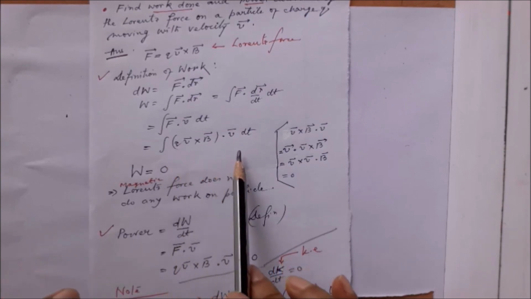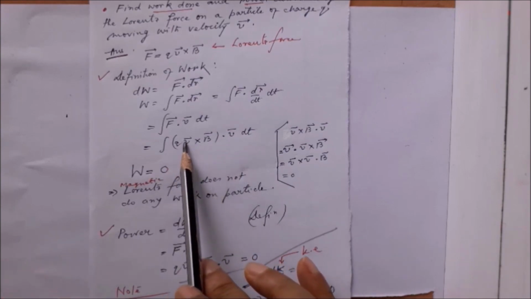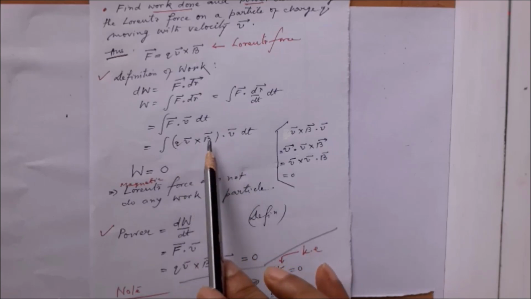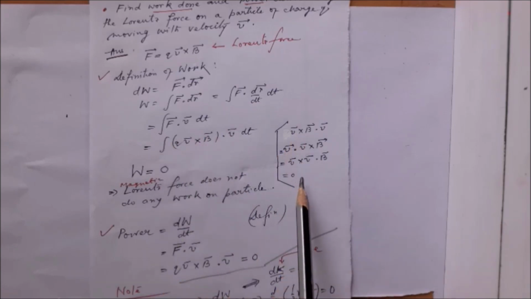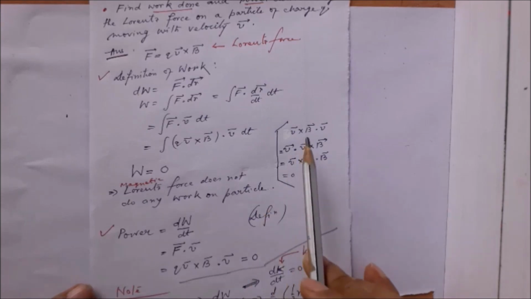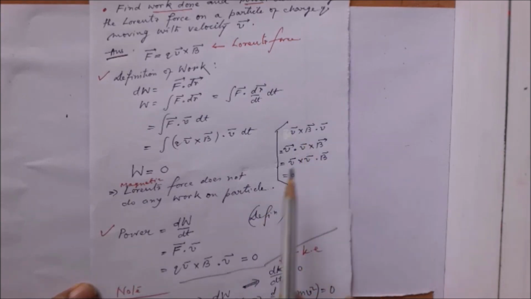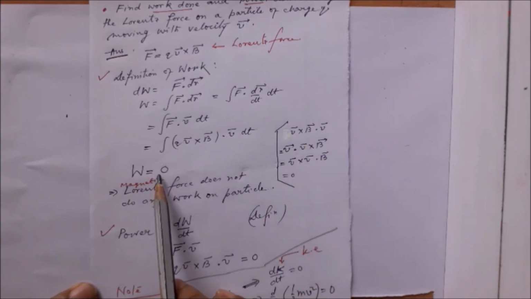and therefore the integrand is a vector triple product which involves vector v twice, and therefore this is 0. The calculations can be done, and you did it in mathematical physics class. So work done turns out to be 0.